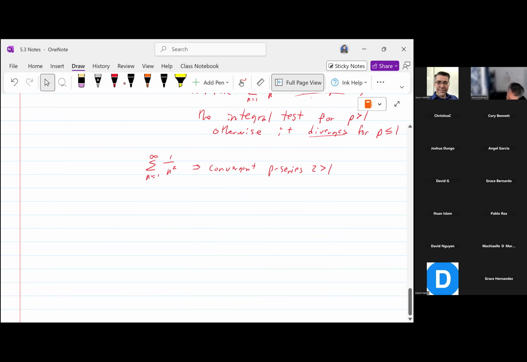Notice that if p equals 1, what series do I get? We get 1 over n to the first, which is 1 over n. And what do we call that series? It's the harmonic series.